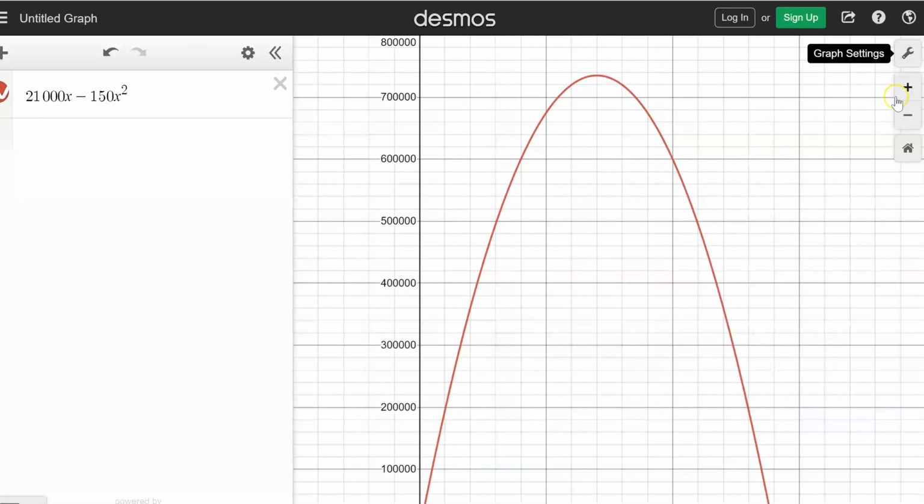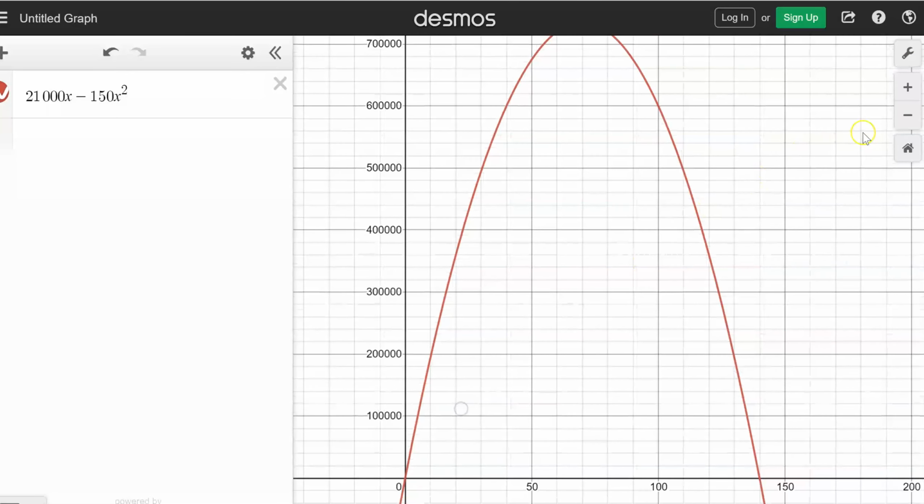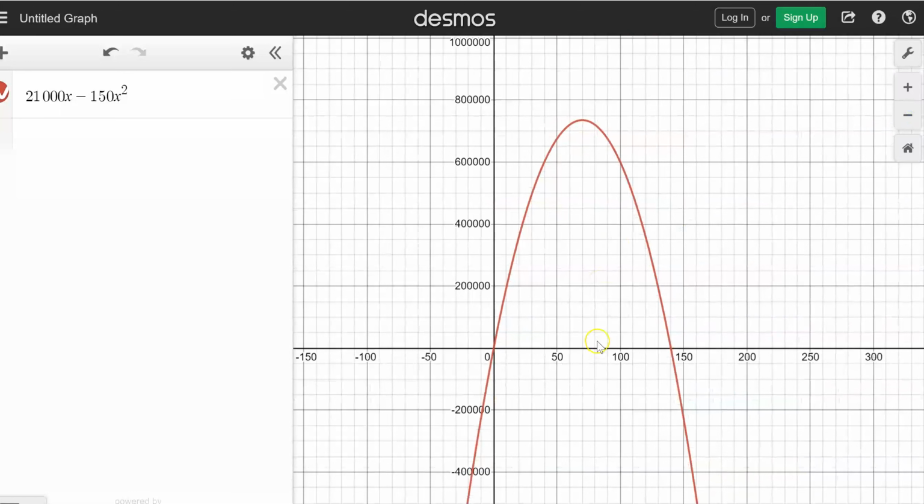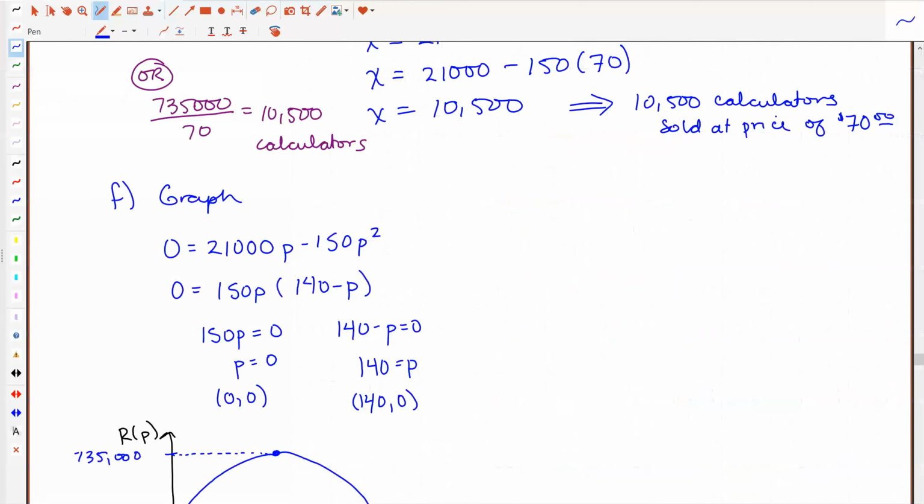So then we can see I'm now getting a really good view of my graph. I'm able to see that vertex, and I can also see my x-intercepts. If I slide this and zoom out a little bit more, I have a better window. Okay, so let's go back to our work and wrap up the last part of this question.